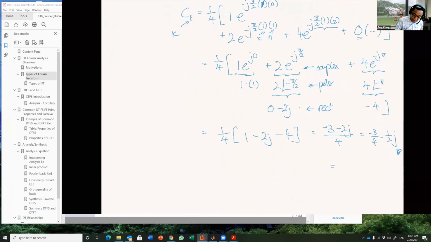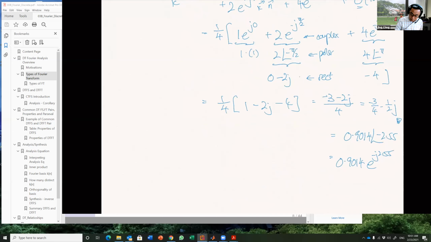But remember, we don't like things in rectangular form. So we convert it into polar form. And the answer is 0.9014 angle minus 2.55. Or if you prefer, 0.9014 e^(-j2.55). Whichever is the same. So these three are the same number in three different forms.